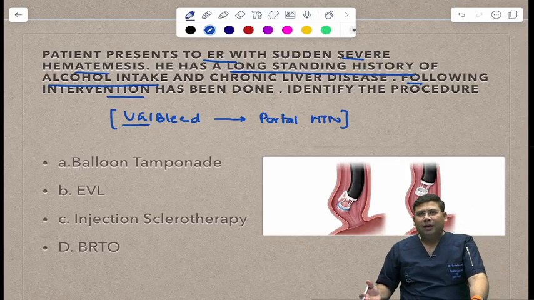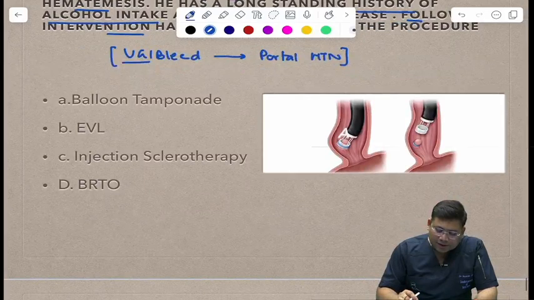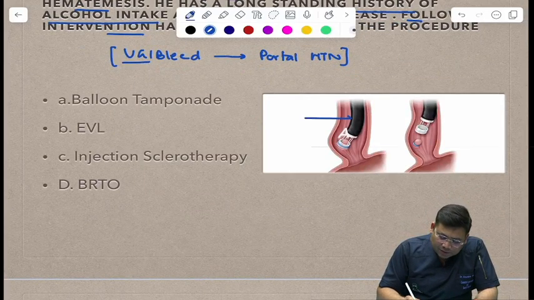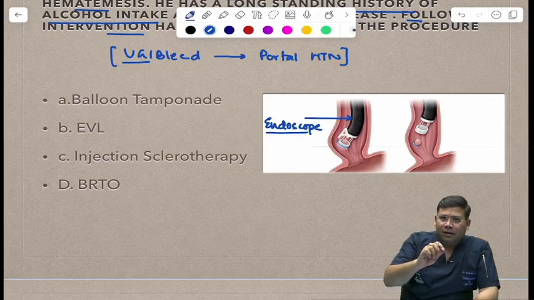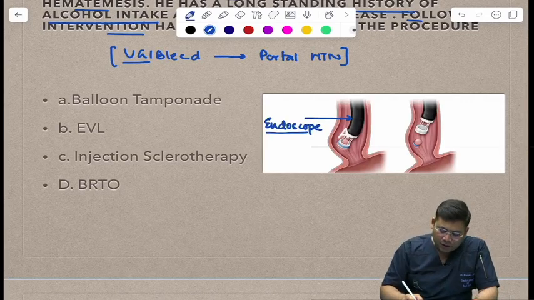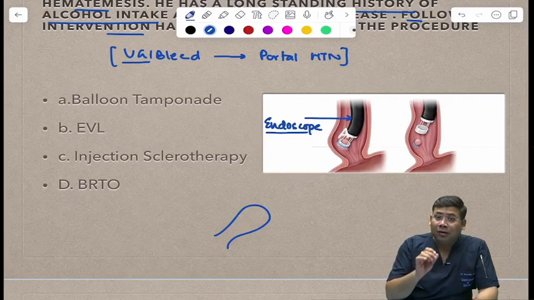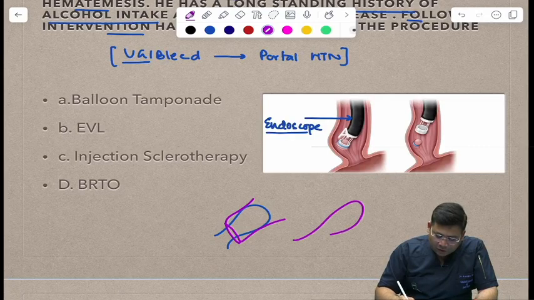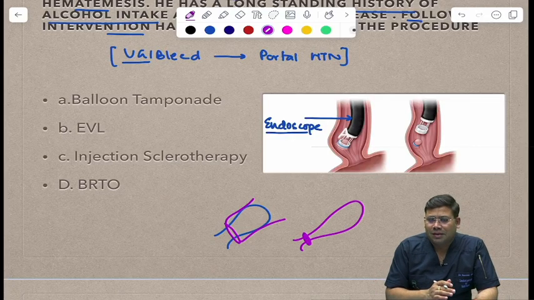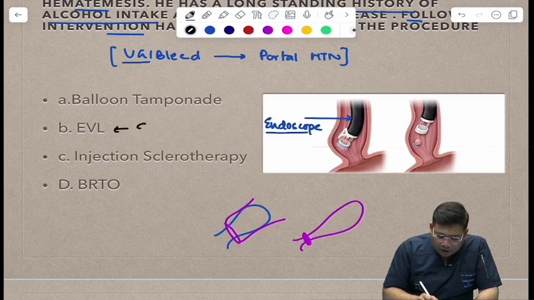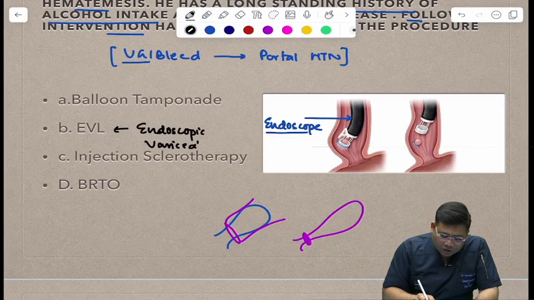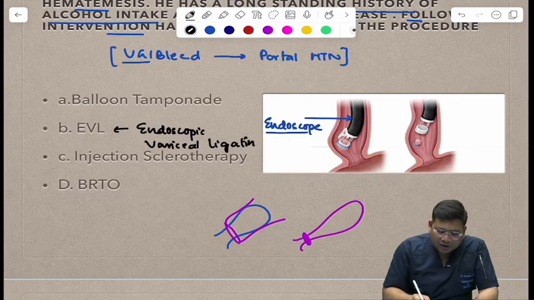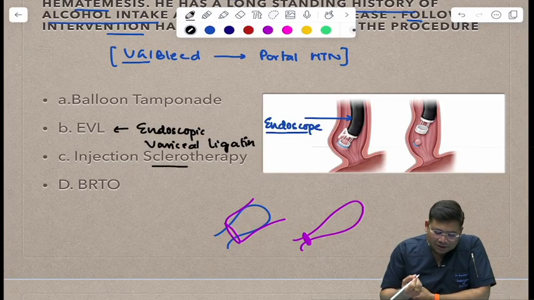Now what has been done for this patient? This is the image of the procedure which has been done. So what is this black instrument? That's an endoscope, and then with a modified ring grasper, you are grasping the varices, and then on these varices you are going to slide down the band. So this is what is known as EVL, or endoscopic variceal ligation. So this is an image of endoscopic variceal ligation. If there was a needle here, that would be known as sclerotherapy.